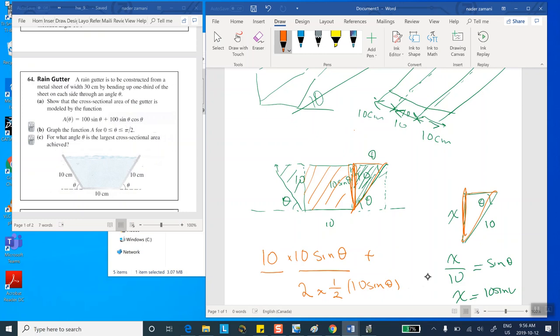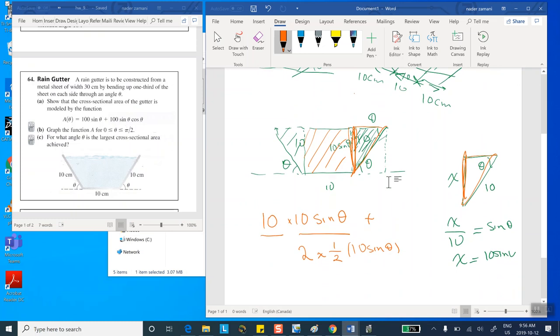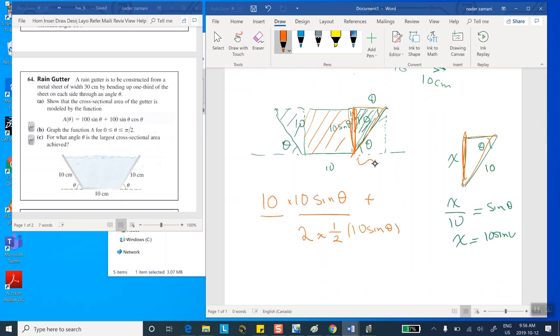And the base is, let's think about it. The base is this much or that much, which is actually 10 cos theta, times 10 cos theta. So the area is equal to 100 sine of theta plus, you multiply these together, 100 sine theta cos theta, because the two here and two there cancel. And that's exactly what we got in the statement of the problem.